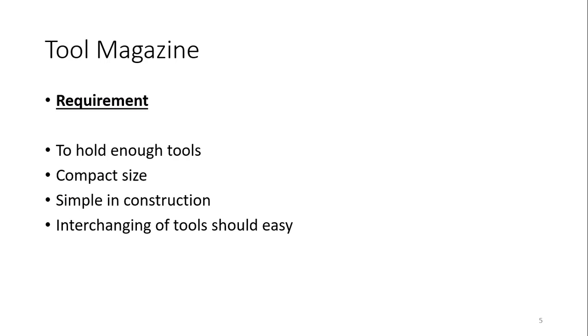Then what is the requirement of the tool magazine? The first one is to hold enough tools, so that whenever an operation comes, it can instantly change the tool and start the work. Then the second is compact size. It should be very compact so that the time taken for tracking the tool in the magazine and replacing it with the spindle tool is very little.